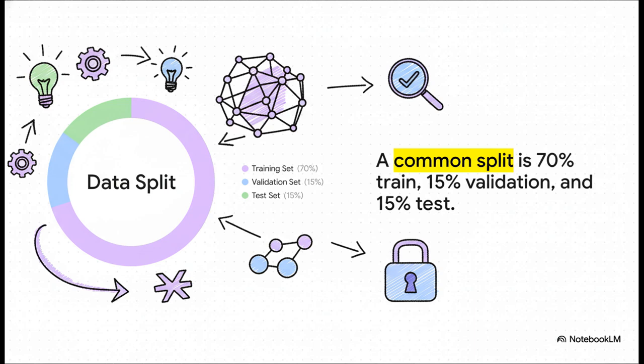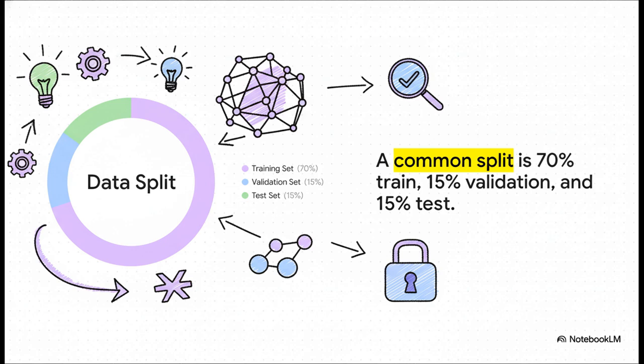And here's a really common way to carve up your data. A 70-15-15 split is a fantastic starting point. You get a big chunk, 70%, for learning. Then 15% for tuning on that mock exam, and that last precious 15% is saved for the final unbiased grade. Now, the exact percentages might change depending on your project, but the idea of these 3 distinct roles, that always stays the same.